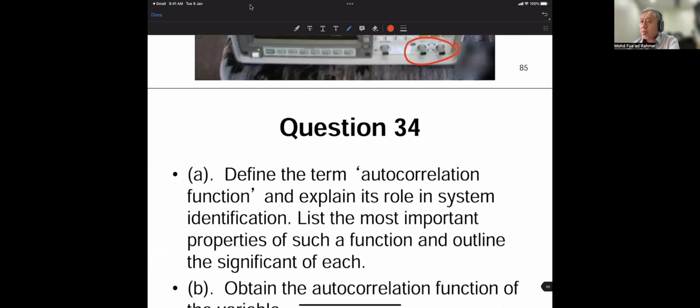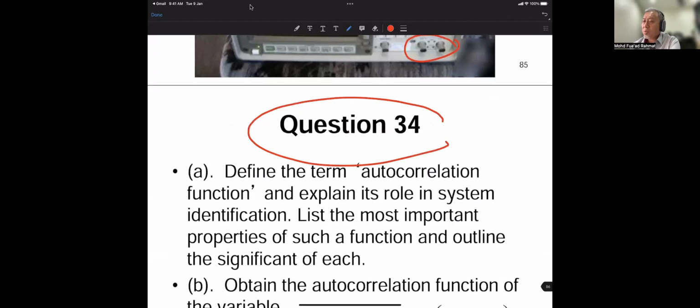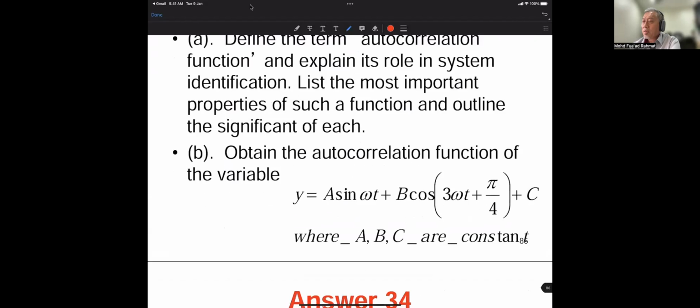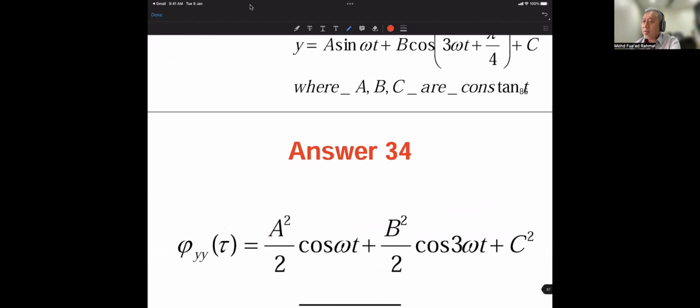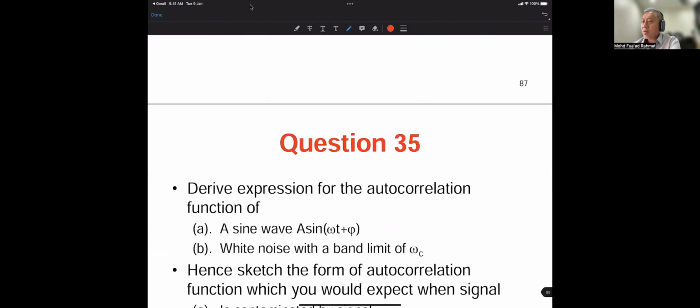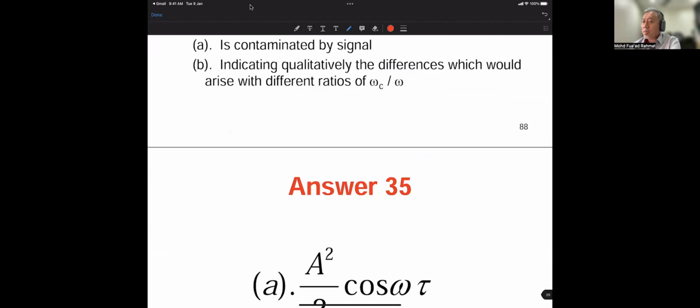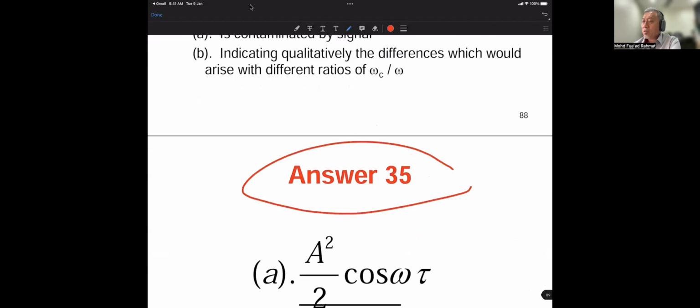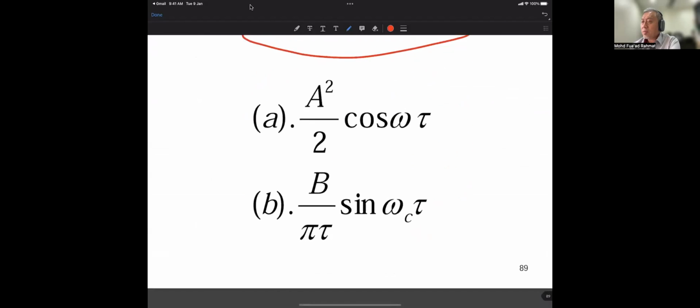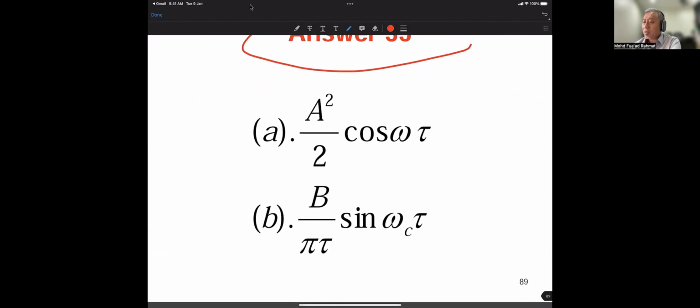Right, so some questions for you to ponder, question 34. I just leave it there, so you can try and solve it. Question 35, you can get it from any resources, as an exercise. So we stop here at slide 89.